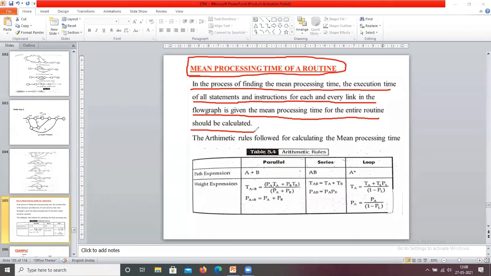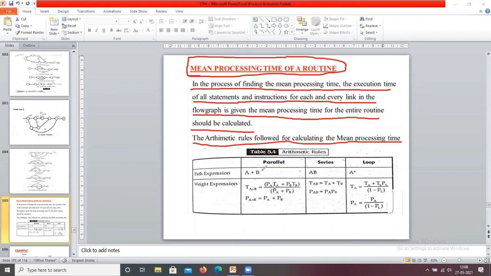If there is a routine, that means a function or a program, how can we calculate the execution time? You are going to consider all the statements and instructions in each and every link in the flow graph. Okay, here the arithmetic rules. So these are the arithmetic rules followed for calculating the mean processing time.